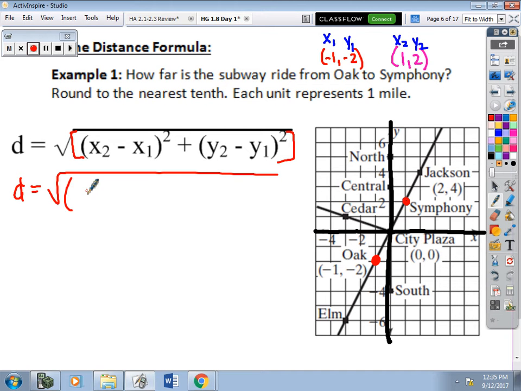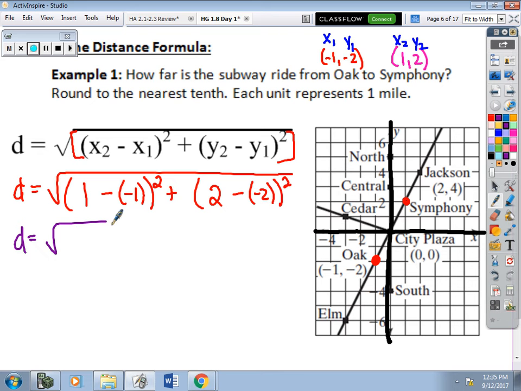x2 is 1. There's a subtraction sign in the formula, we bring that down. x1 is a negative 1. I'm going to put parentheses when I insert that negative 1. Close my parentheses, squared. y2 is 2. There's a subtraction in the formula, and there's a negative in my y1, so I'm going to put parentheses. Now I know a lot of you would just go ahead and change that to a plus, which is okay. Okay, but to show all of my work in the notes, I do put it all out. So then we can simplify.